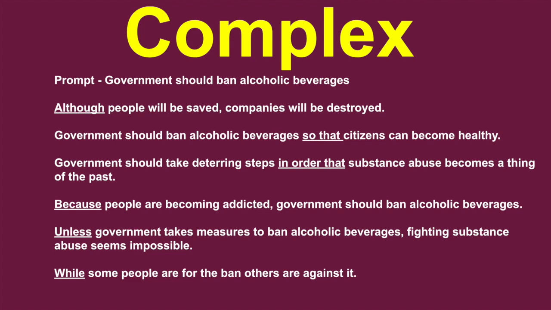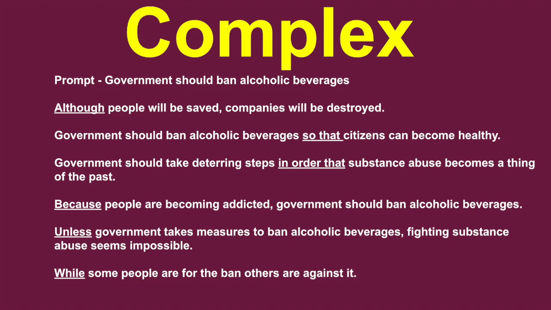Some example sentences are, although people will be saved, companies will be destroyed, right? If government bans alcoholic beverages, think about companies like Kingfisher that rely on income from the alcoholic beverages. They will be destroyed, right? The people will lose jobs. So now this is a complex sentence.